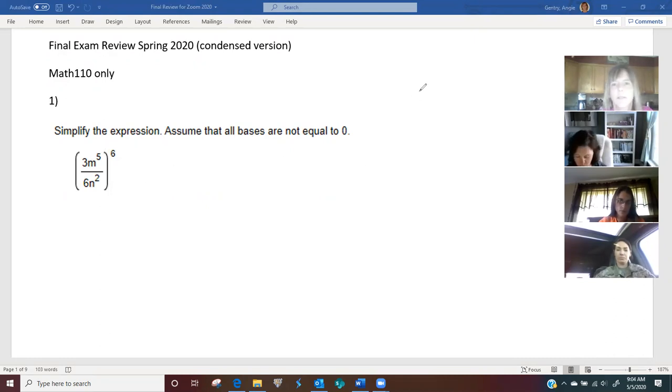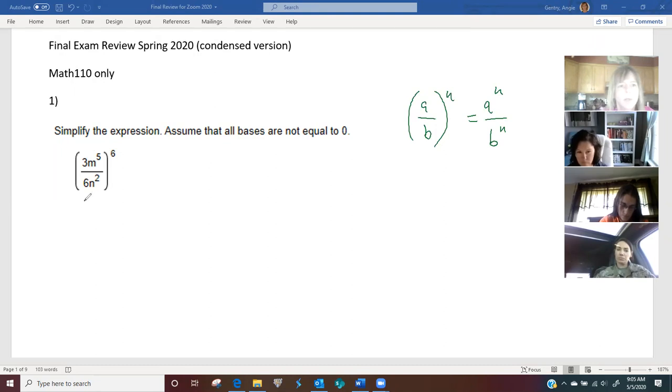And the rule is a over b to the n is a to the n over b to the n, or it just means that everything inside gets that outside exponent. Sometimes you can simplify inside, and that's okay. Some students immediately take all these pieces and take them to the 6th power, and you have to realize you could actually simplify the inside first, and that makes your numbers a little more manageable.